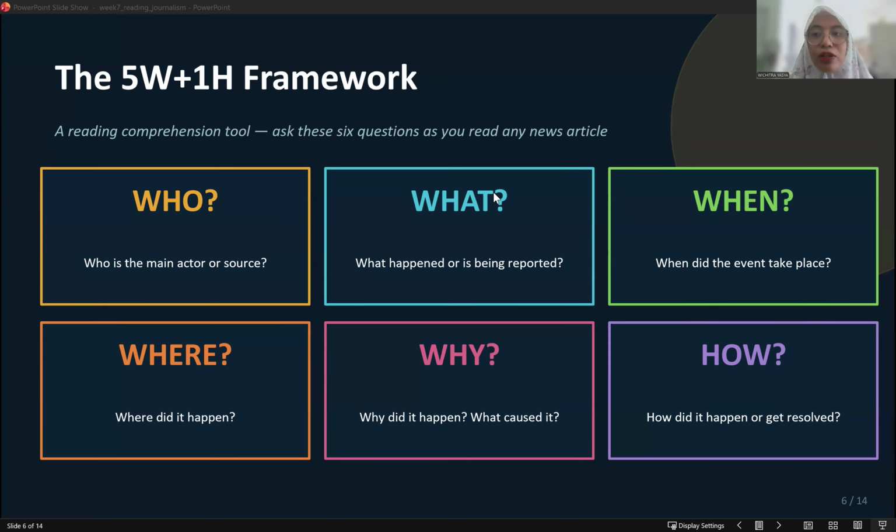So a complete news article must state who is the main actor or source, what happened or what is being reported, when did the event take place, where did it happen, why did it happen and what caused it, and how did it happen or get resolved. So these are the questions that you need to find out from your reading.